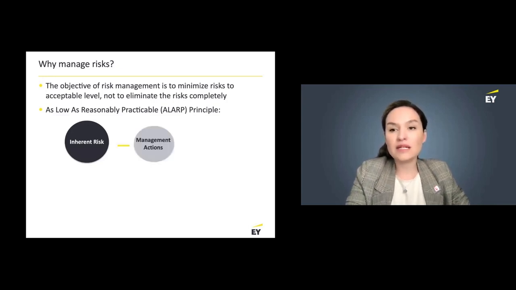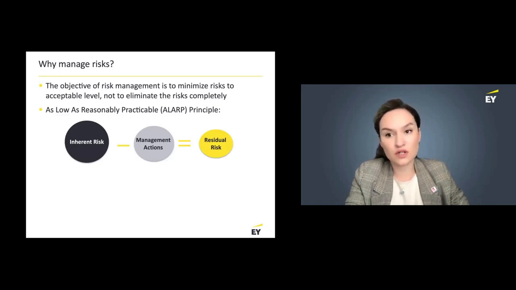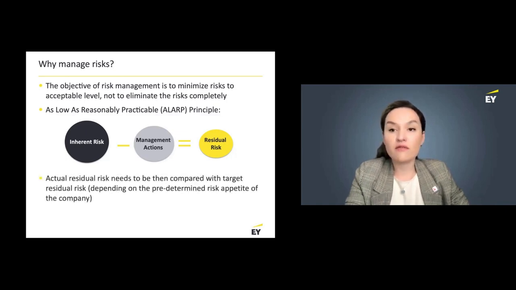But once mitigating actions were developed and implemented, the inherent risk becomes the residual risk. But bear in mind that this residual risk may either be equal to the target residual risk that the company initially wanted to achieve, or it may differ from the target. So once management actions have been applied to minimize the risks to an appropriately low level, we need to consider the level of the residual risk and discuss whether we need to apply additional risk management actions or whether the residual risk fits within our company's risk appetite.